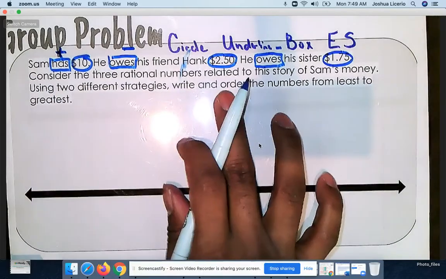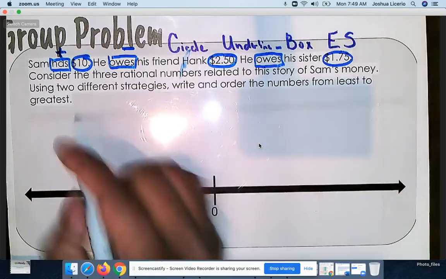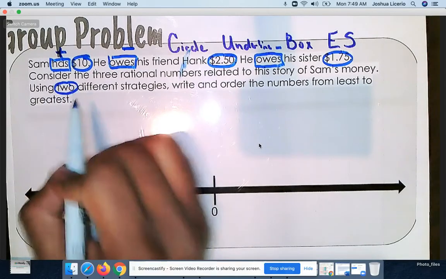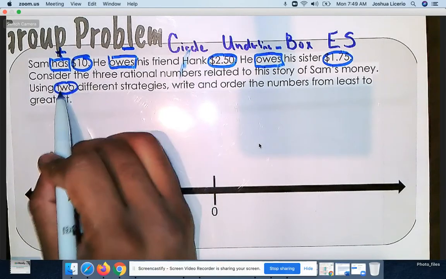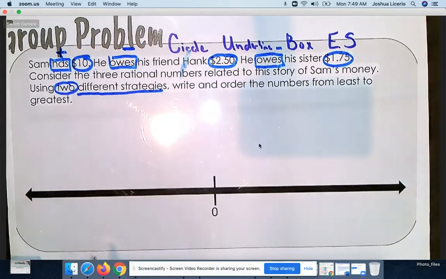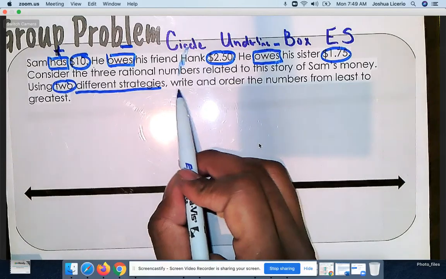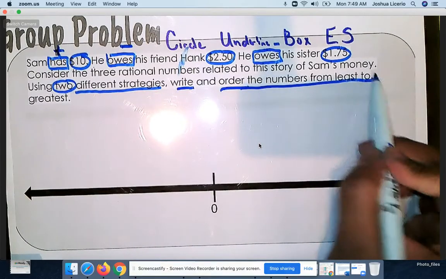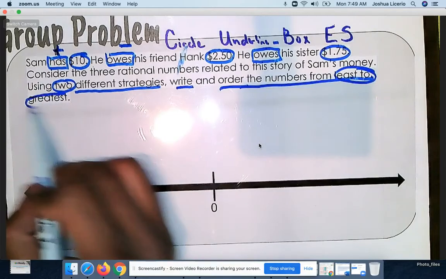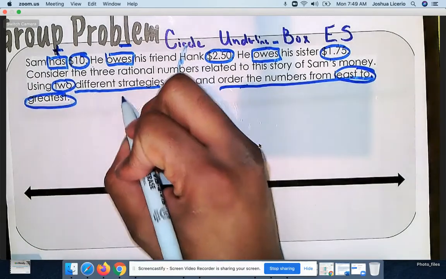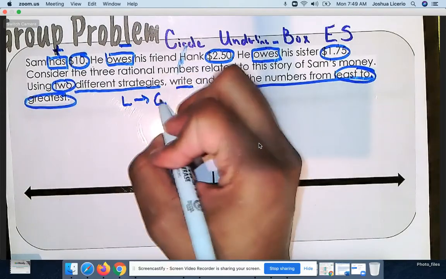Consider the three rational numbers related to the story of Sam's money using two different strategies. So I'm going to use two different strategies. This is also a number, so I'm going to make sure I circle that. And I'm also going to underline over here. I'm using two different strategies. I want to write and order the numbers from least to greatest. I circle least to greatest. That's important information. I want to write that again, from least to greatest, because that's the order I want them to be in.